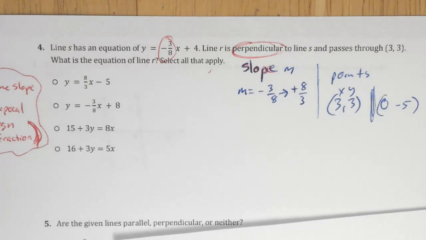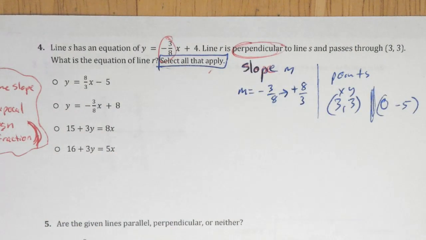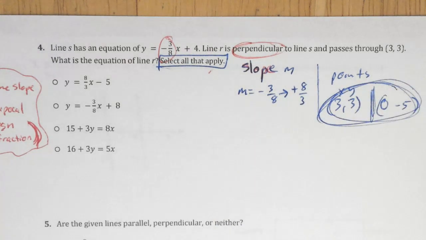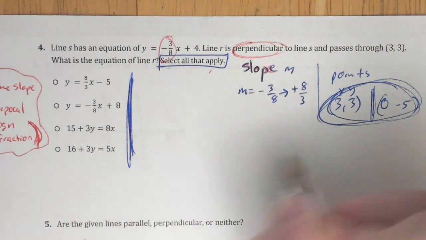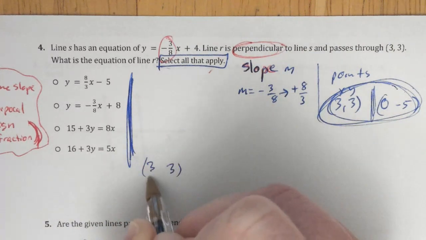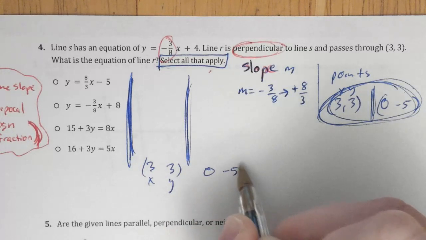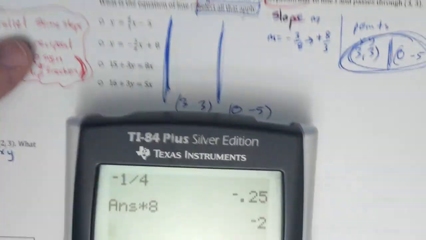Now here's the awesome part. One of these or more, because they say select all that apply, are going to work. So this is what's going to happen. I'm going to plug in these 2 magical coordinates one at a time. And if they work, that's awesome. If they don't work, then it's no good. So let's check this out. Okay, I'm going to try this 3, 3. This would be my x, this would be my y. And then later on, I'm going to try the 0, negative 5. That will be my x, my y. Just trust me, just watch how this works.